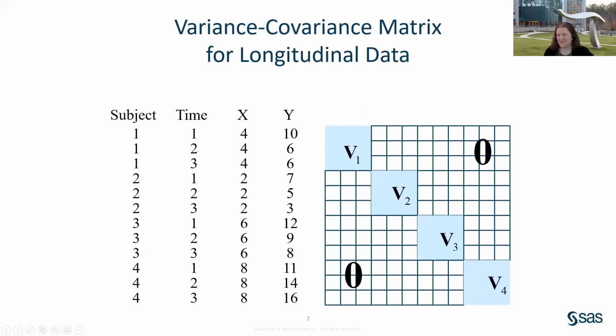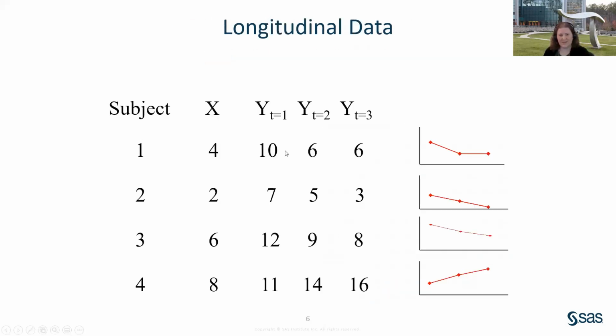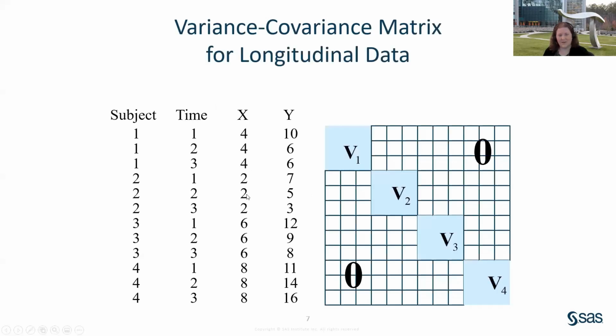Now what we need to do in order to characterize the variance-covariance matrix for these data is we need to do a transformation. So this data set is what is called wide. So the repeated measures are in columns. But ultimately, to analyze these data, we need a data set that is long. And so what we're going to do is take our wide data set and turn it into a data set that is 1 observation per subject per time point.